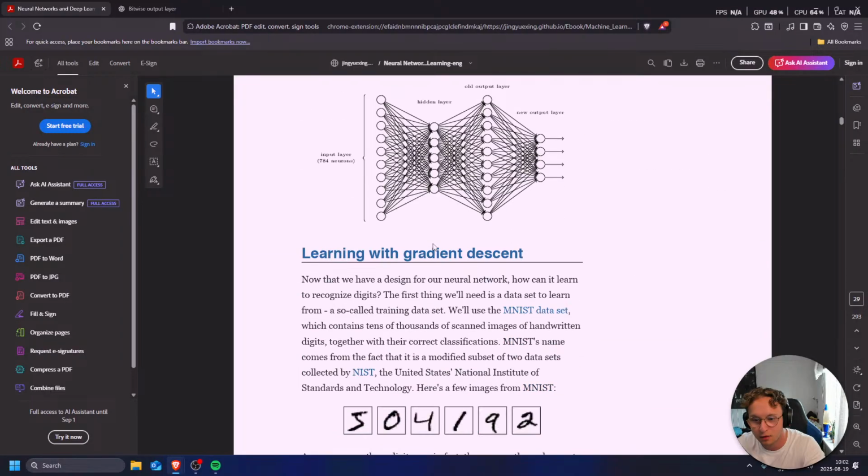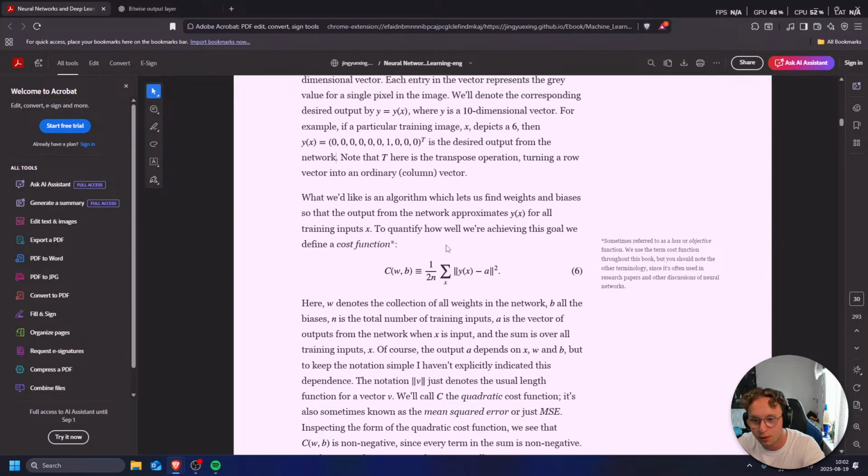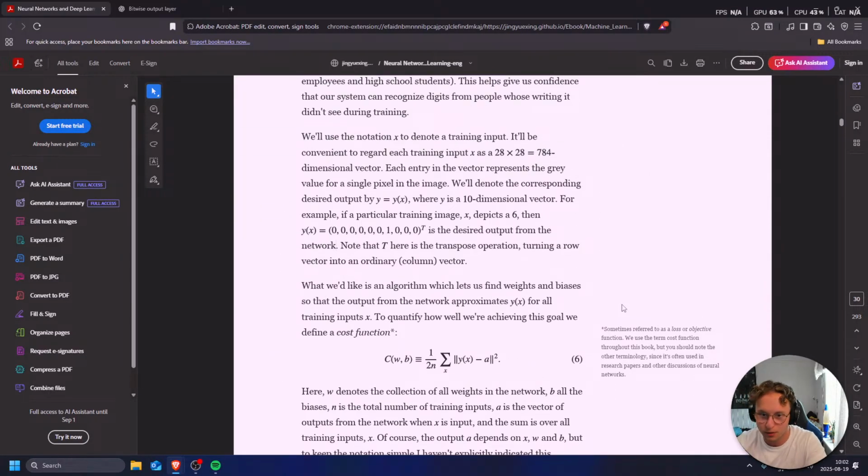So we did go through this math. We are here basically. This is an algorithm which lets us find weights and biases so that the output from the network approximates the function of x for all training inputs of x. To quantify how we are achieving this goal, we define the cost function. So we're gonna write this down. Cost function.